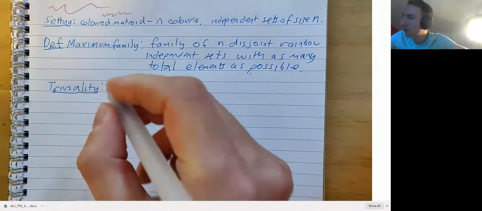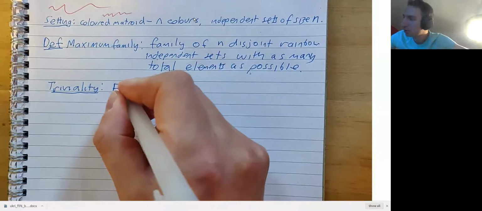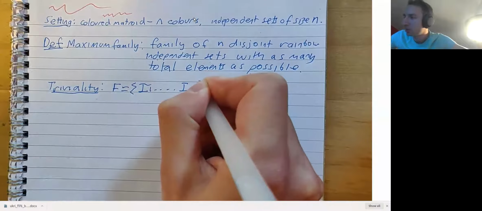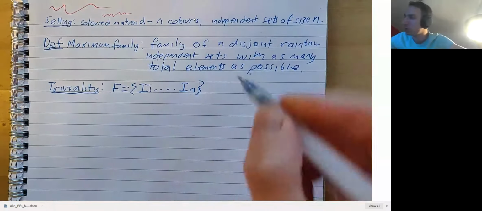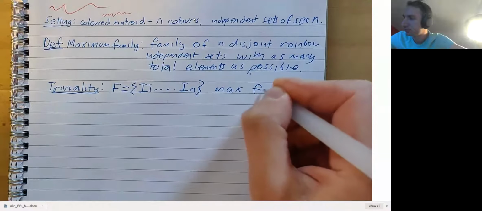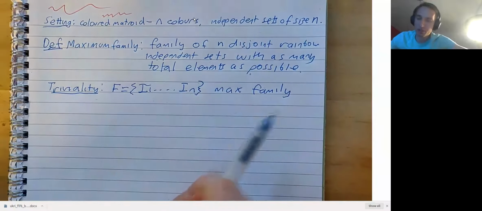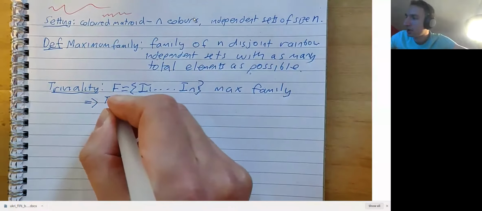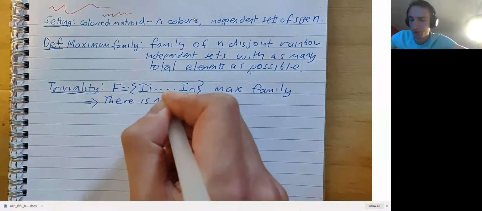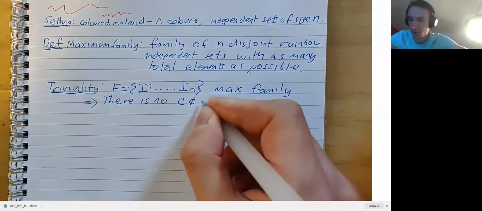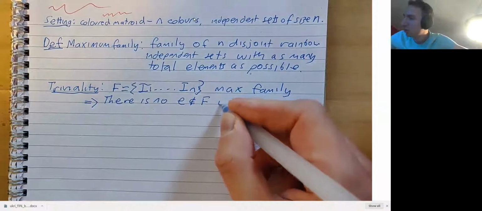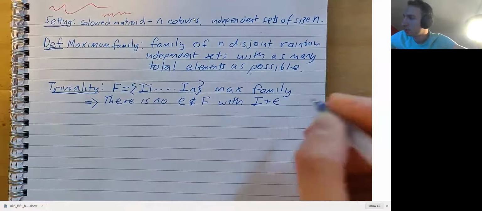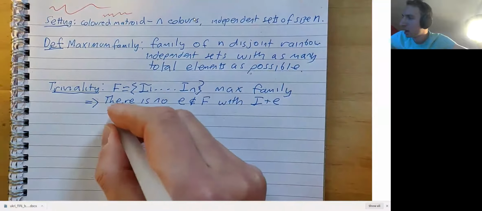Say you have a maximum family. I'll denote this as I1 up to In. These are the rainbow independent sets in the maximum family. Then certainly something that cannot happen is that there is an element from outside of the maximum family which you can add to one of these independent sets to get something that's rainbow and independent.